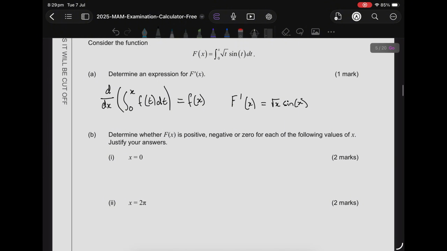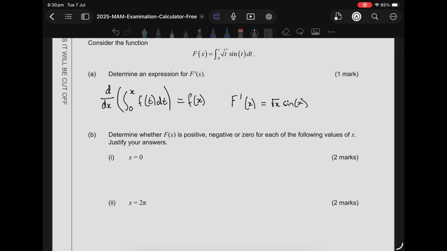Next, we're asked to find whether capital F of x is positive, negative, or 0 for each of the following values of x. Additionally, we need to justify. Once again, take note that each section is worth 2 marks, which means you should first state whether it's positive, negative, or 0, then you must include 1 justification at minimum.